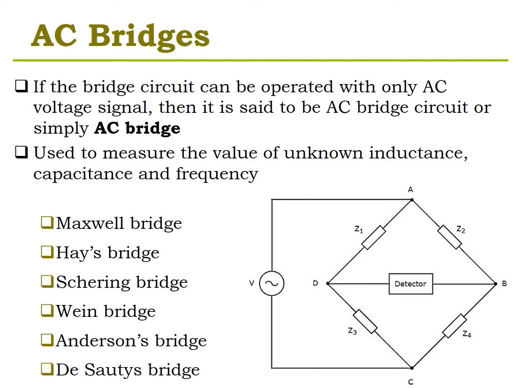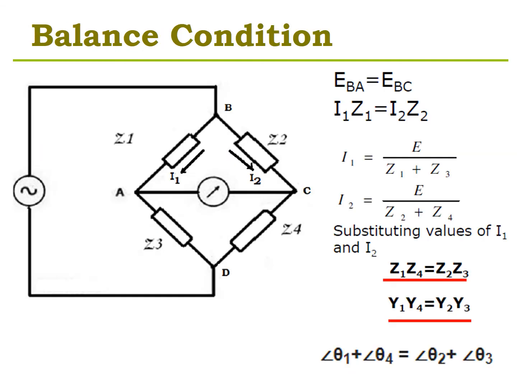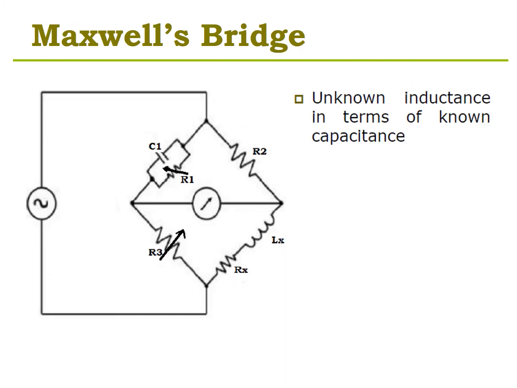Before moving to Maxwell bridge, let us look at the balance conditions required for an AC bridge. There are two conditions that must be met simultaneously when we are trying to balance an AC bridge. One is that the product of magnitudes of opposite arms must be equal, and second, the sums of phase angles of opposite arms must be equal.